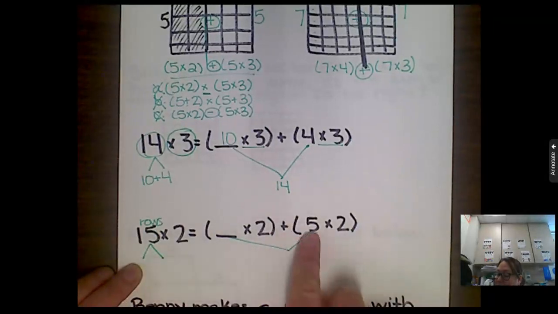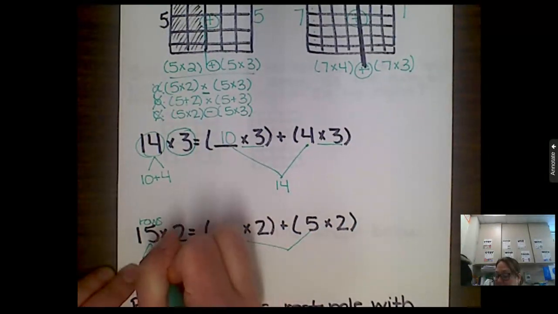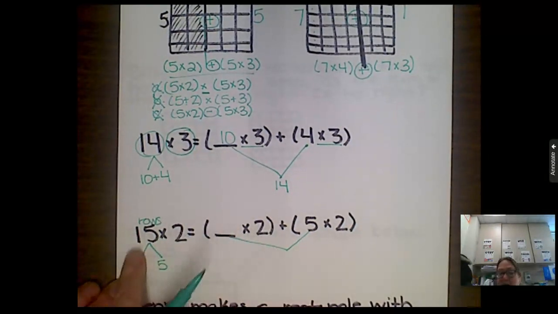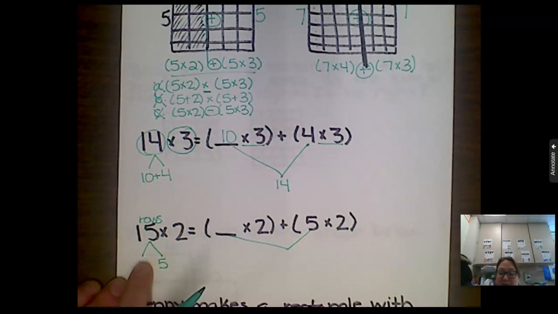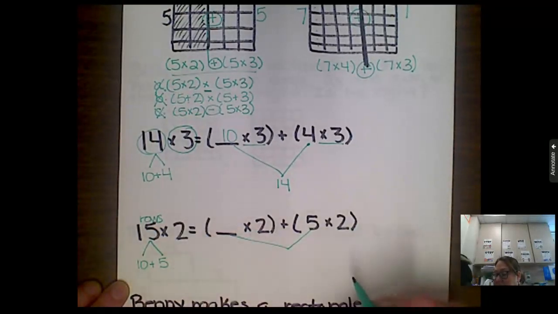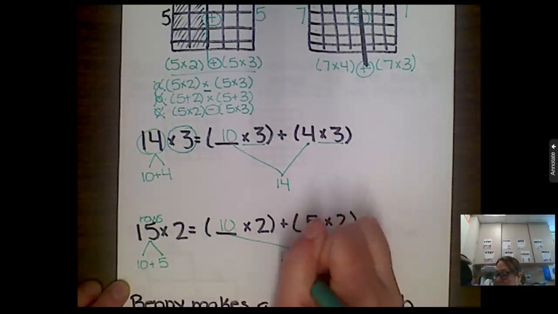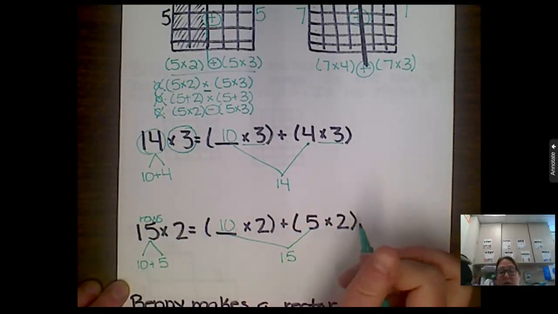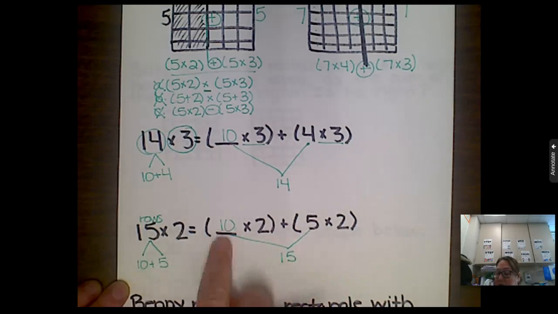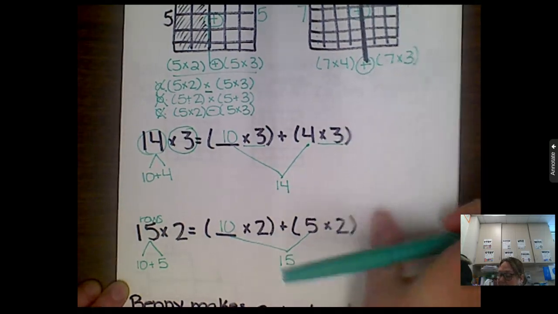So if there's 5 here, what would this be to get us that 15 rows? What plus 5 equals 15? 10. Okay, so 10 plus 5 equals 15. So again, 15 rows of 2 is what it would be. 10 rows of 2 at the top and 5 rows of 2 at the bottom. Okay, let's look at the next one.